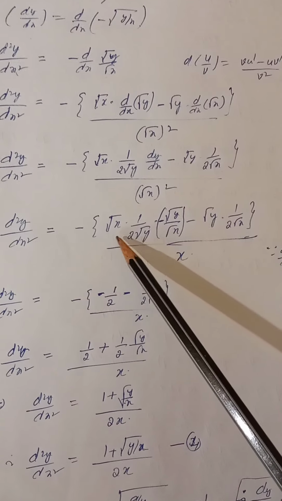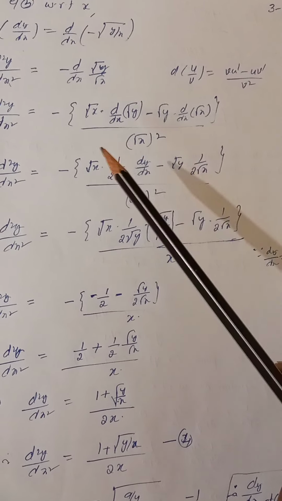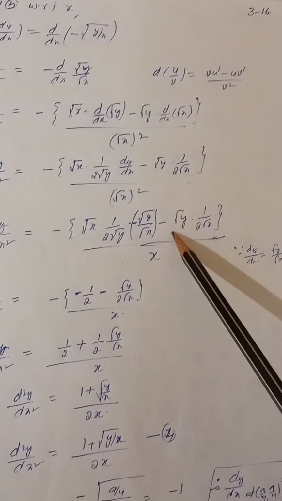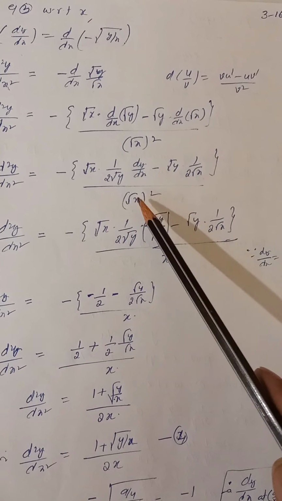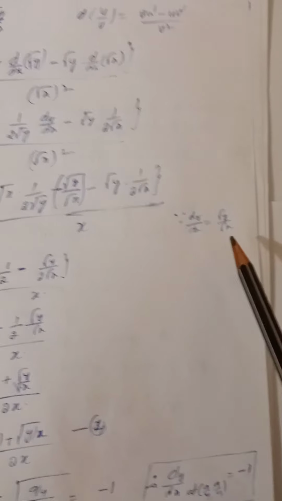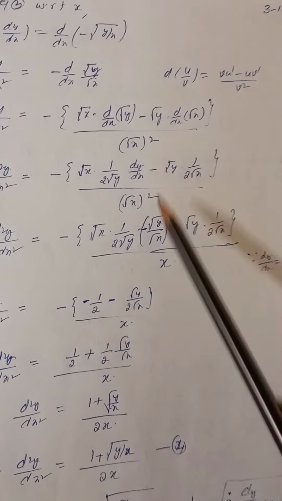d²y/dx² is equal to minus sign, √x into 1/(2√y) into dy/dx. What is the dy/dx value from equation 2? It is minus of √y by √x, isn't it? Minus √y into 1/(2√x), divided by x. Since (√x)² the square and root get cancelled, we get x only. Now since dy/dx is equal to minus √y by √x, we are substituting this value in the place of dy/dx.